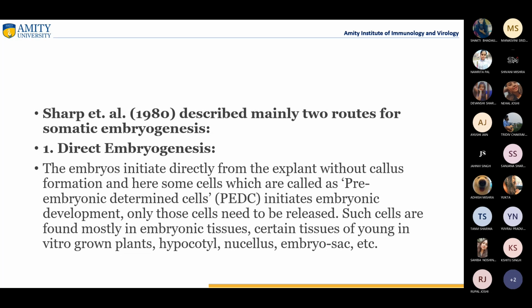So the embryos which initiate directly from the explant without callus formation, and here some cells which are called pre-embryonic determinant cells, PEDC, initiate embryonic development. So only those cells are required to be released. Such cells are found mostly in embryonic tissues, certain tissues of young in vitro grown plants such as hypocotyl, nucellus, embryo sac, etc. So all of them come in this, right?